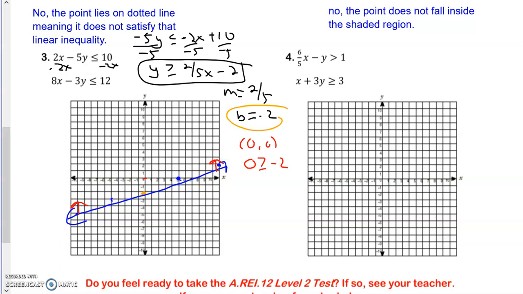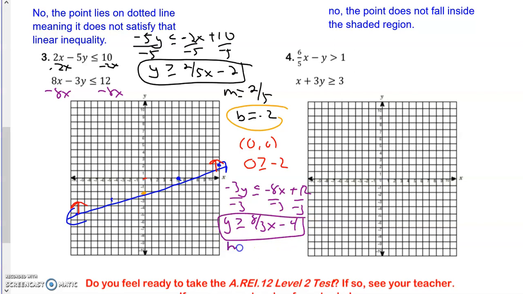So looking at the last one, I am going to subtract 8x, so I'm going to get a negative 3y is less than or equal to negative 8x plus 12. Then I'm going to divide by a negative 3. When I divide by a negative 3, that means I have to change the inequality sign. So that's going to get me y is greater than or equal to positive 8 over 3x, because two negatives make a positive, and I have a minus 4. So m is 8 over 3, and b is a negative 4. I'm going to circle the negative 4.